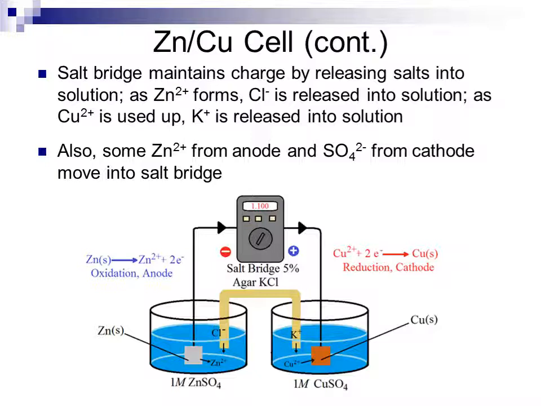So looking at the overall cell, it looks very similar to the copper and silver cell that we saw a minute ago, except now the copper is at the cathode and undergoing the reduction process, while the zinc is at the anode undergoing the oxidation process. So we have 1 molar solutions of each, because that's our standard cell. We have chloride moving into the zinc anode, because that will help to balance out the positive zinc being produced. We have potassium moving into the copper cathode to help balance out the copper being consumed. And we have a voltage of 1.1 volts.